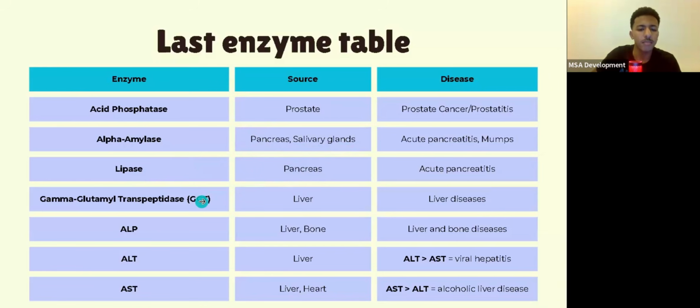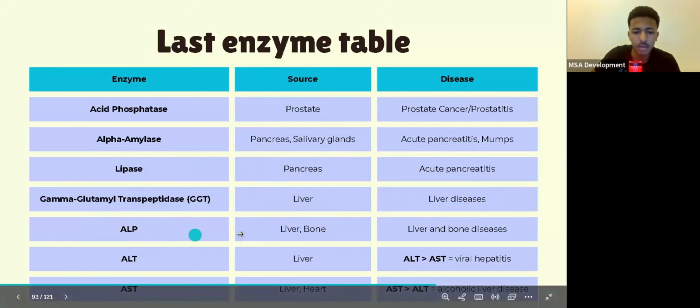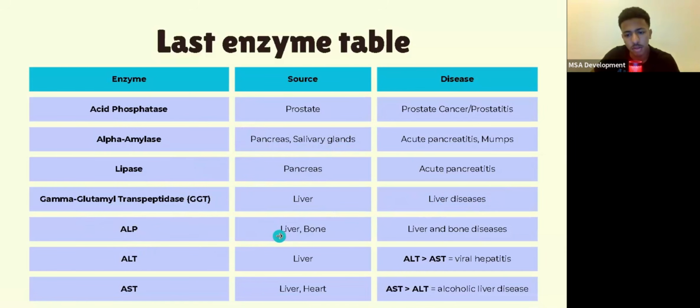Okay. Now let's move on to gamma glutamyl transpeptidase, GGT, and the source is the liver, and therefore it's elevated in liver diseases. And then we have ALP. ALP, the source is the liver and the bone, and therefore it's elevated in liver and bone diseases. Just like we explained with the alpha amylase and lipase example, a question could come on GGT and ALP.